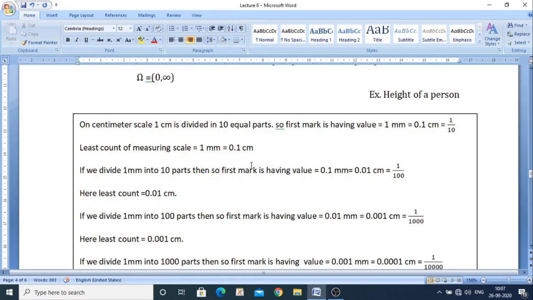Earlier I used to say that it is 0.1 centimeter. Now I am saying that it is 0.01 centimeter. That means this is smaller than that. That means 0.1 is not the smallest now. 0.01 is the smallest. But now let us see.